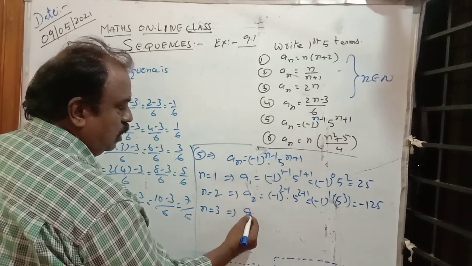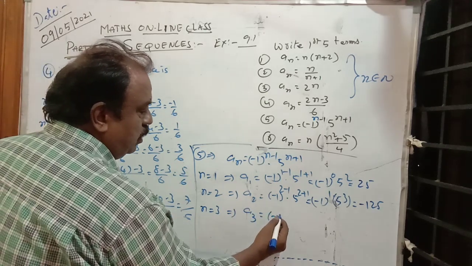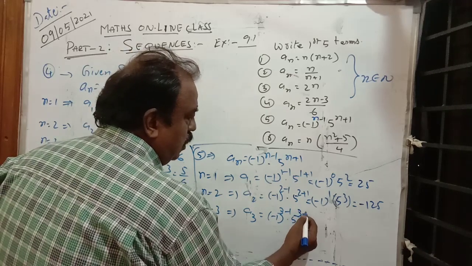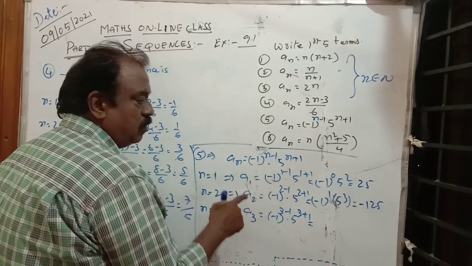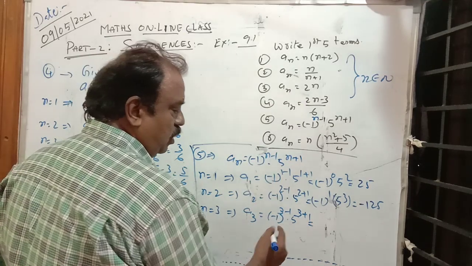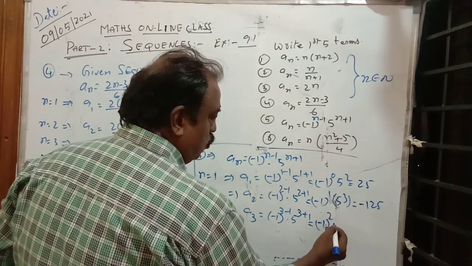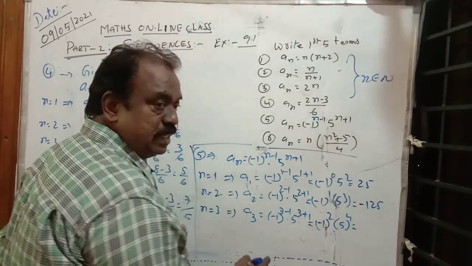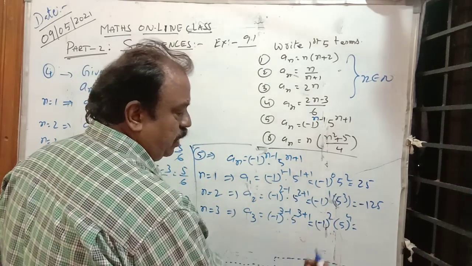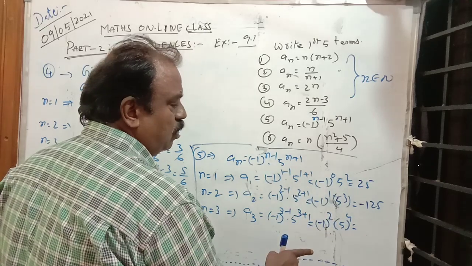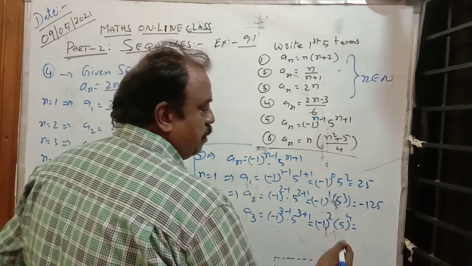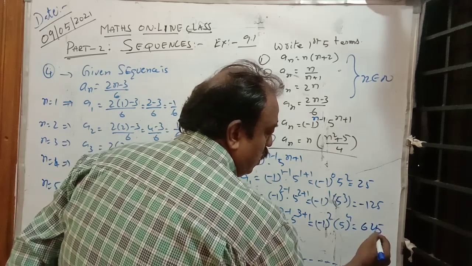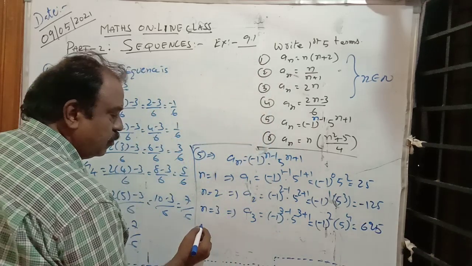n is equal to 3. a3 is minus 1 power 3 minus 1, 5 power 3 plus 1. Okay? In the place of n we are substituting 3. It is minus 1 square, 5 power 4. Minus 1 square is minus into minus, minus 1 into minus 1, plus 1 only. 1 is there. 5 power 4 is 625. Okay? It is 625.